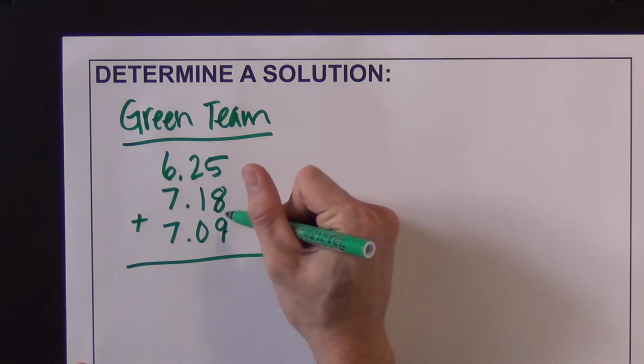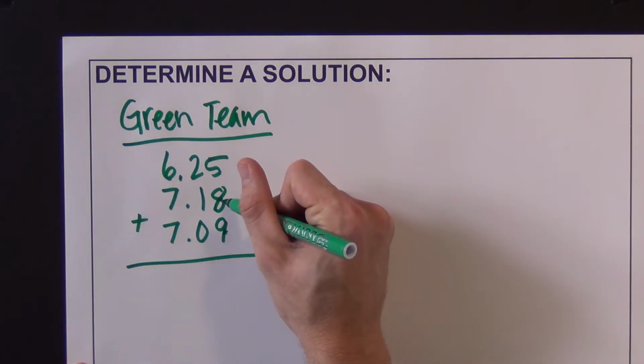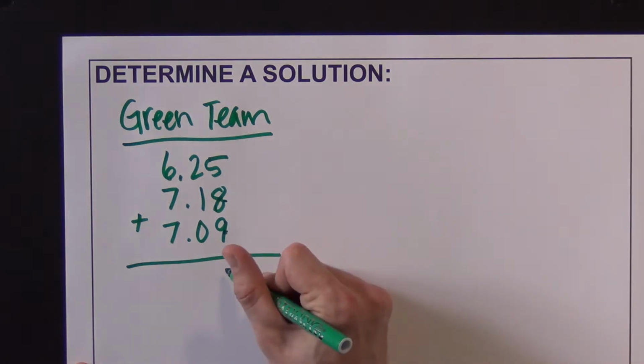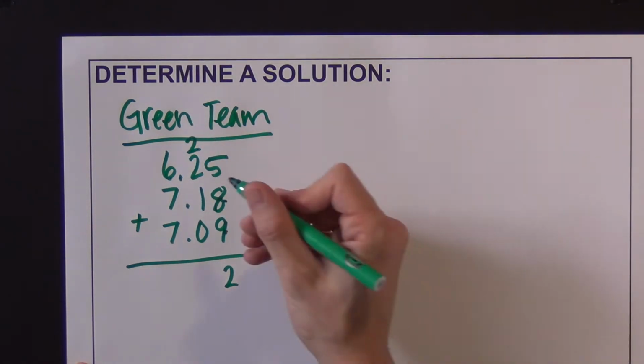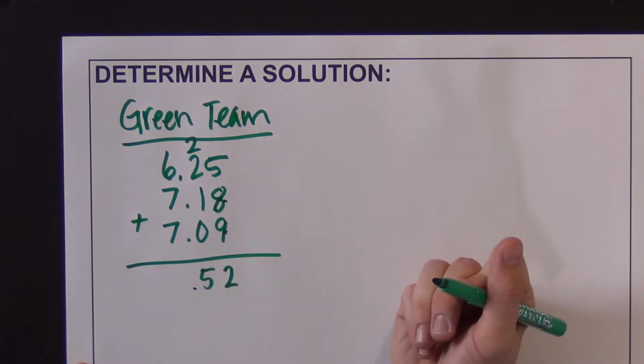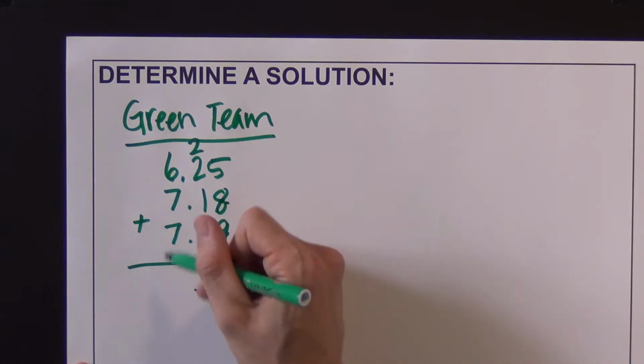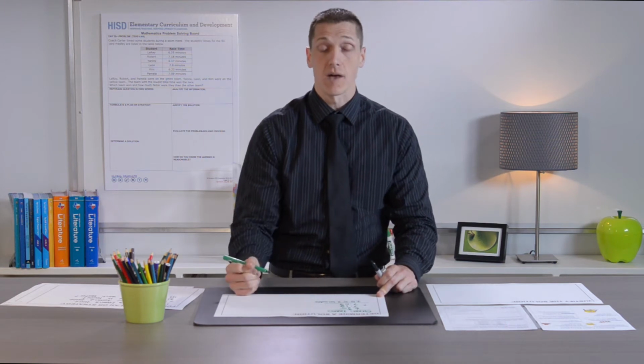My first step was to add up the green team's time. I'm going to use the standard algorithm to do this. 9 and 8 is 17. 17 and 5 more, 22. 2 and 2, 4, 5. 6, 7, 13, plus 7, 20. 20 and 52 hundredths minutes. That's the green team's total time.